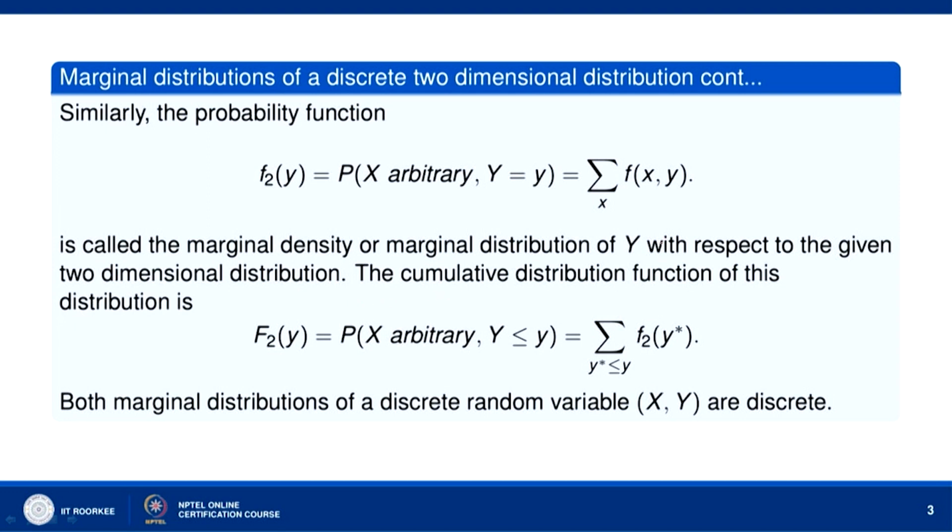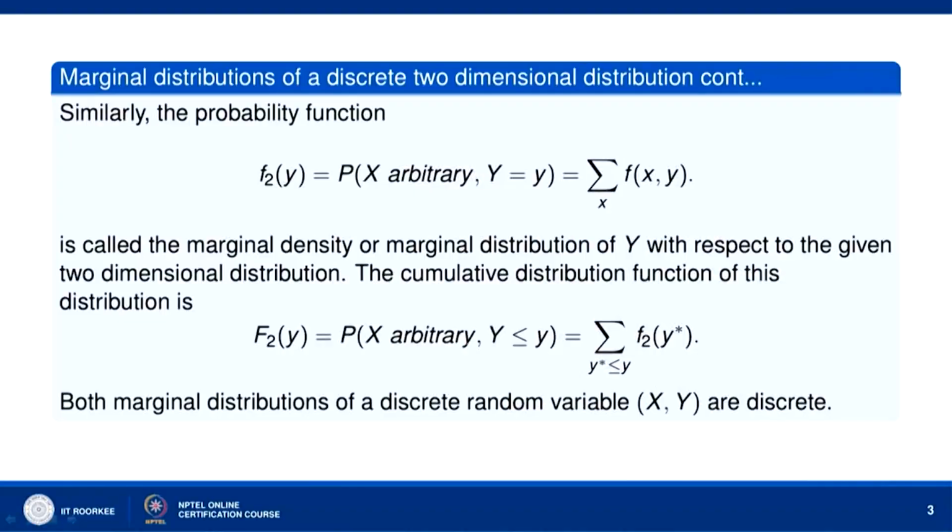The cumulative distribution function of this distribution, that is the cumulative distribution function of Y with respect to the given two dimensional distribution, is F2(y) equal to the probability that X is arbitrary, Y is less than or equal to y. Here we take the sum of the marginal density function over all values of y star that are less than or equal to y. Both the marginal distributions of the discrete random variable (X,Y) are discrete.